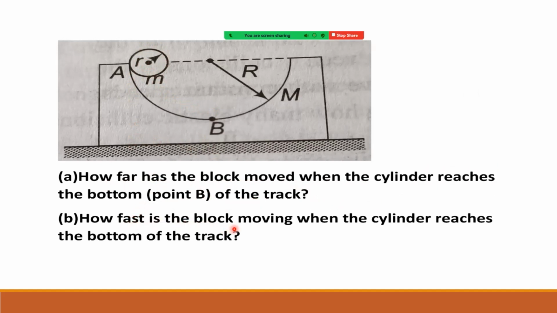How fast is a block moving when the cylinder reaches the bottom of the track? Students, we can see carefully. If we consider the cylinder and block as a system, the net force on this system is 0. I am focusing only horizontally, not along the vertical, because this is a smooth surface. Horizontally the net force is 0, therefore we can conserve momentum along the horizontal.